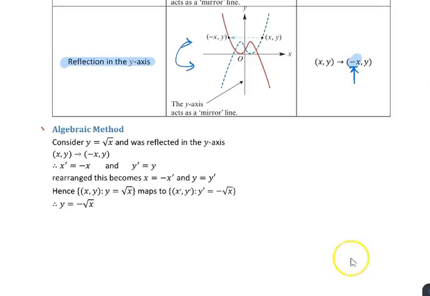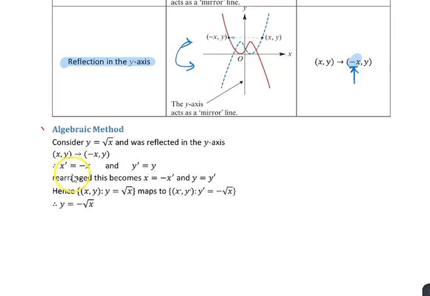Again, we can use algebra, or we can use an algebraic method in order to, I suppose, do our calculations or create new equations. So in this particular case, we're looking at a square root function that's reflected in the y-axis. Note, a reflection in the y-axis means that the x value is negative. So our original coordinate point, or image and pre-image, become negative x, y.